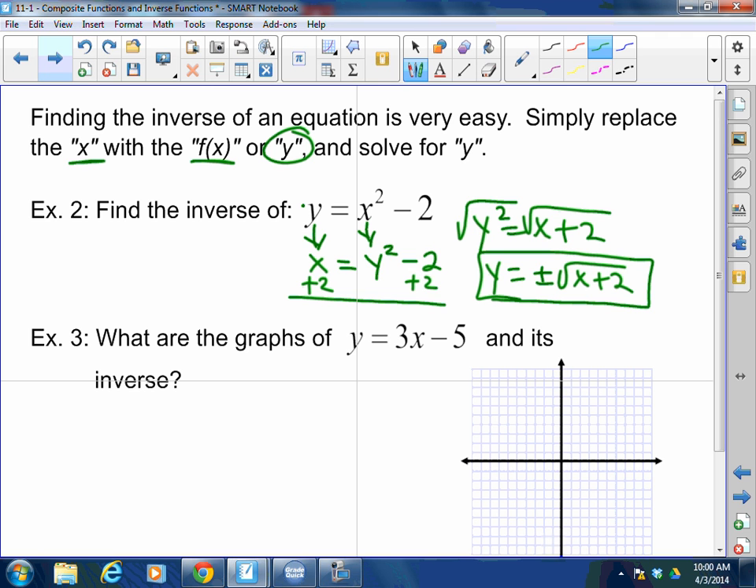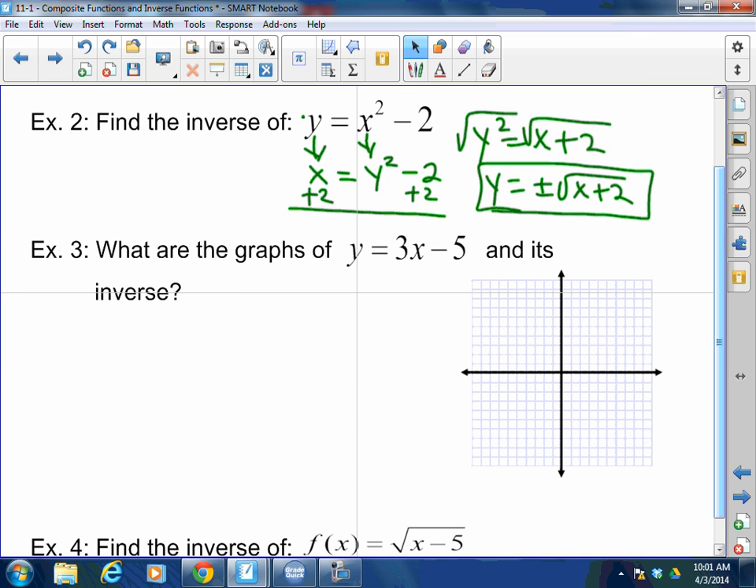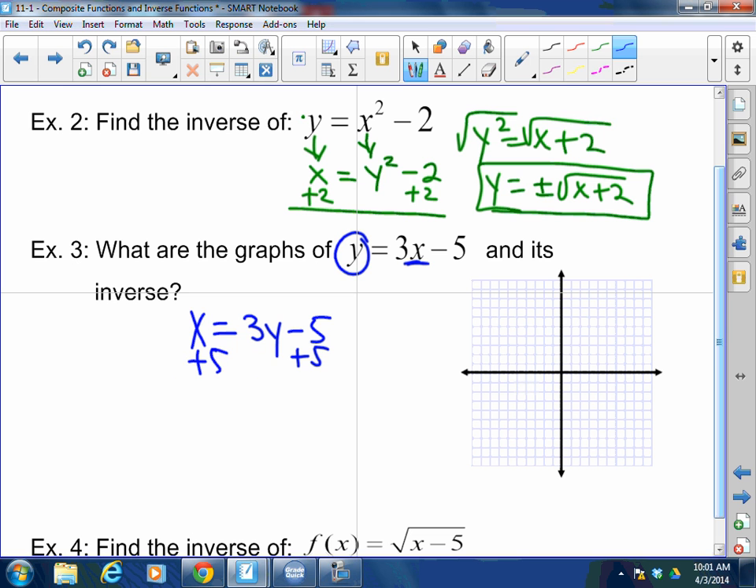What are the graphs of y equals 3x minus 5 and its inverse? Okay. Let's first find its inverse. Let's replace that y with an x and that x with a y. And now let's solve for y. So add 5, x plus 5 equals 3y, divided by 3. Y equals x over 3 plus 5/3.